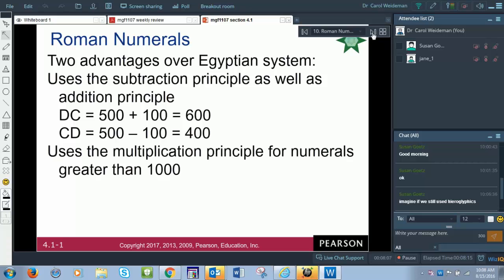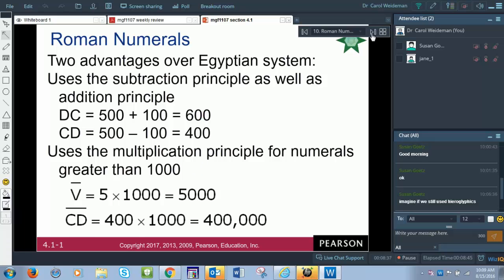The other one is it uses a multiplication principle if we're going above 1,000. And what it does is it puts a bar over top of it. So instead of writing out 5 1,000s, we can actually just put a line over the symbol for 5, and that tells us that it's 5 times 1,000. And so again, this saves us a lot of space when we're writing numbers. So this is kind of the next step in terms of making the system more efficient. So it has a subtraction principle and a multiplication principle in Roman numerals.